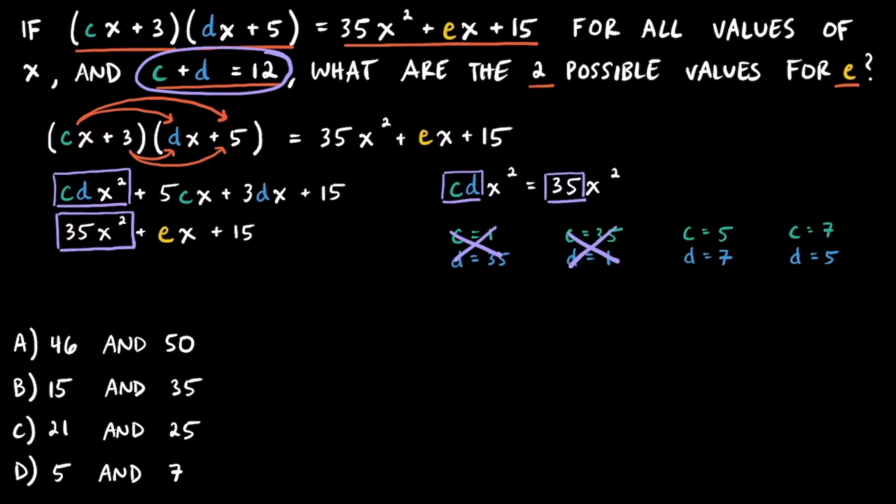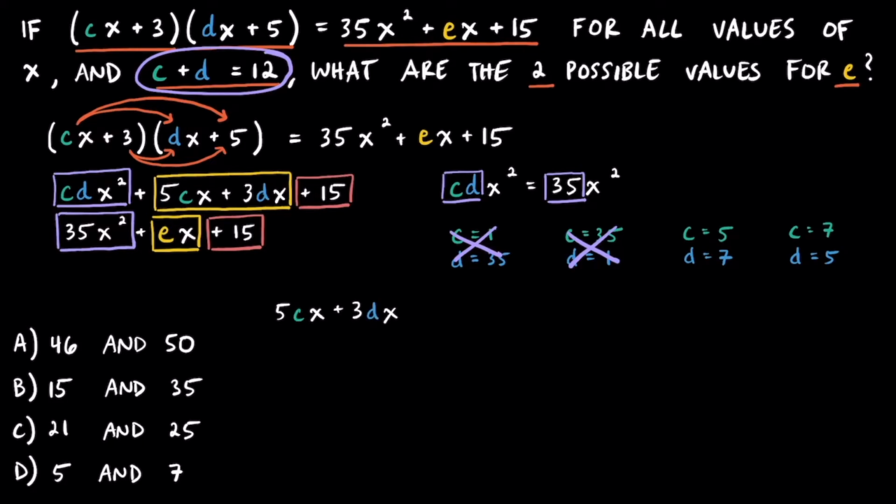Looking back at the equations written in standard form, it makes sense that these constant terms of positive 15 match, but that means these x terms of 5cx plus 3dx has to equal ex. Writing that as an equation, we can write that 5cx plus 3dx is equal to ex.